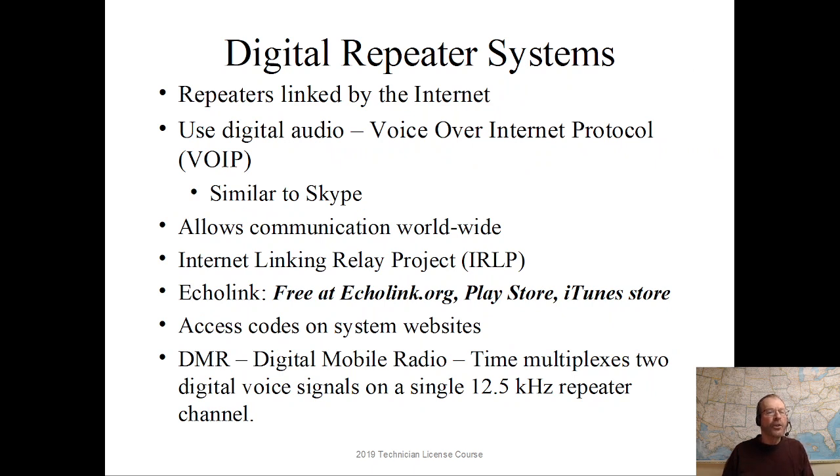A digital repeater system is a repeater system that's linked by the internet. It uses digital audio, so VoIP, or Voice over Internet Protocol. So it's kind of similar to Skype or programs like that. It allows communication worldwide. One of them is called the Internet Linking Relay Project. There is a system of IRLP repeaters out there that are linked. Echolink is another one, and this is a free program that you can get at echolink.org.